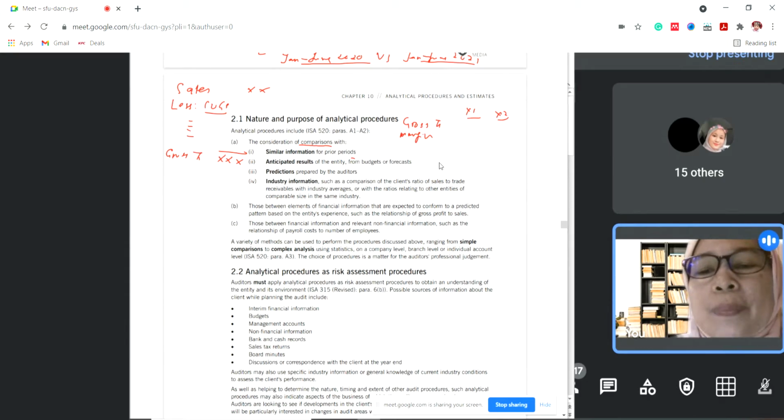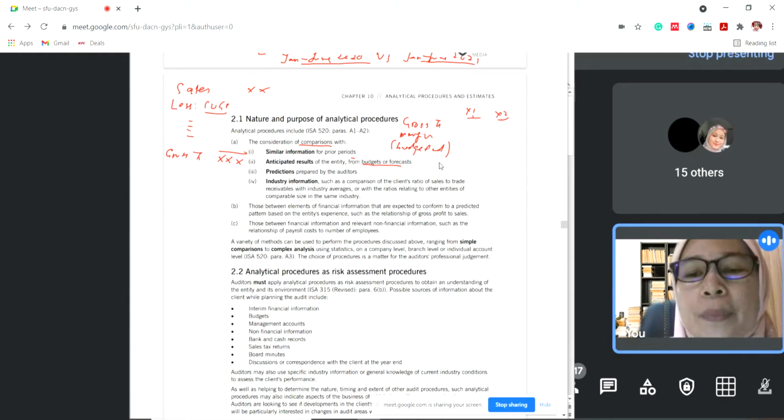Okay, anticipated results of the entity from budget or forecast. So if you use the forecast information, so information dia mesti compare dengan forecast. Dia tak boleh actual. Okay, kalau gross profit margin ni you take from the budgeted financial statement, so you must compare the budgeted year 1 and budgeted year 2.